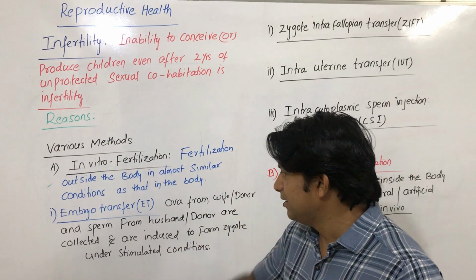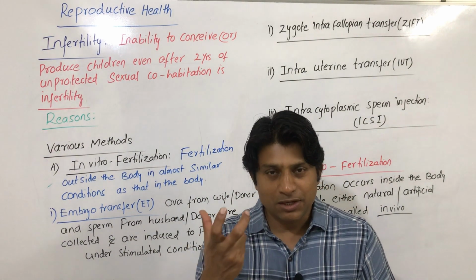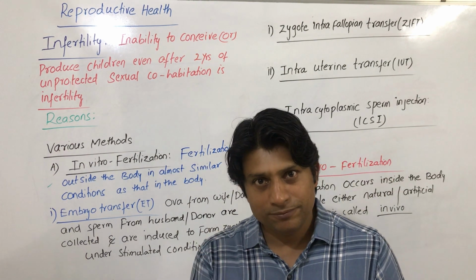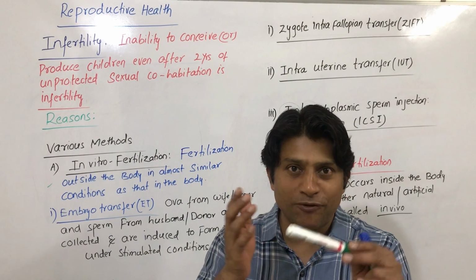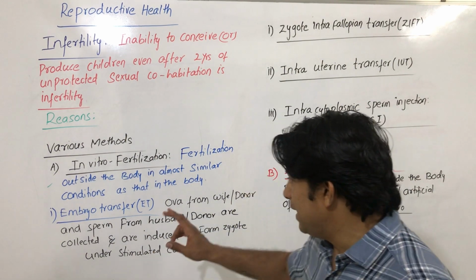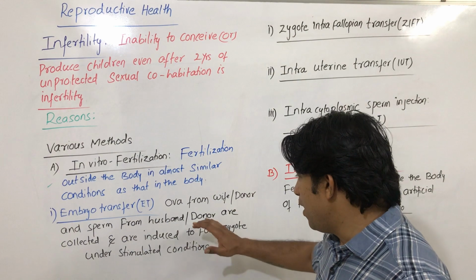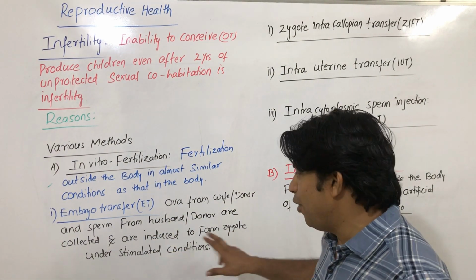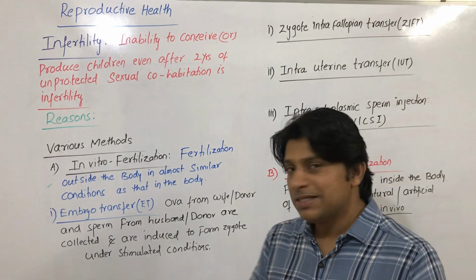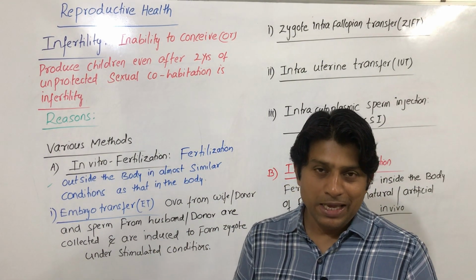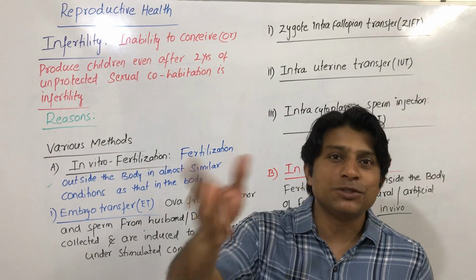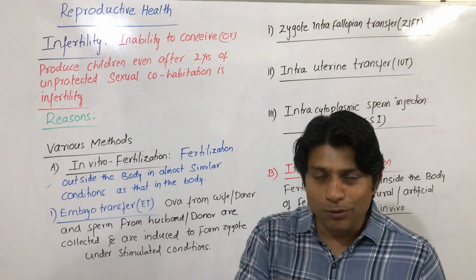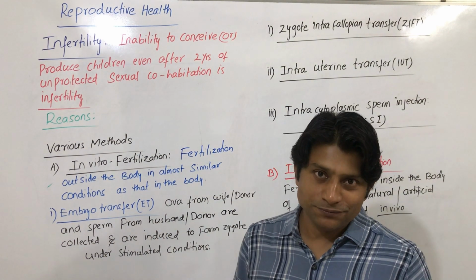Here, ova are collected from the female or a donor, and sperm is also collected from the male or a donor, and these sperms and ova are fused, that is, induced to form a zygote under simulated conditions. Now these zygotes are transferred into the female. This is what you call the embryo transfer technique. This technique is known as the test tube baby program.